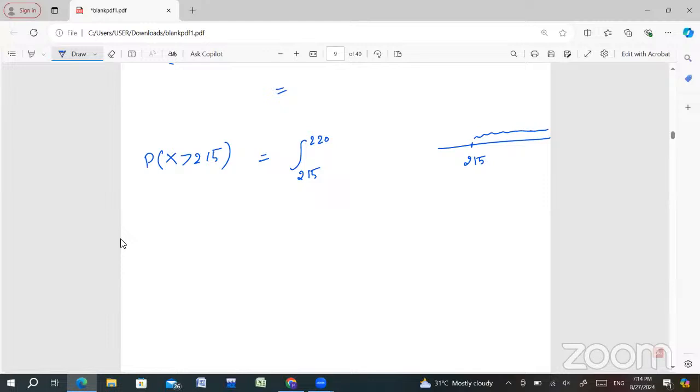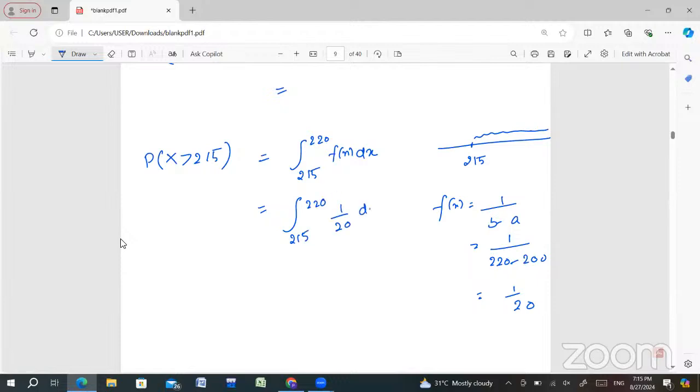So we write it as f(x) dx. And f(x) is 1 upon b minus a, where b is given as 220 and a is given as 200. So here you can find the value of f(x) as 1 upon 20. I have just put the value of f(x). If you integrate it, it will be x, and the limits will be 215 to 220.